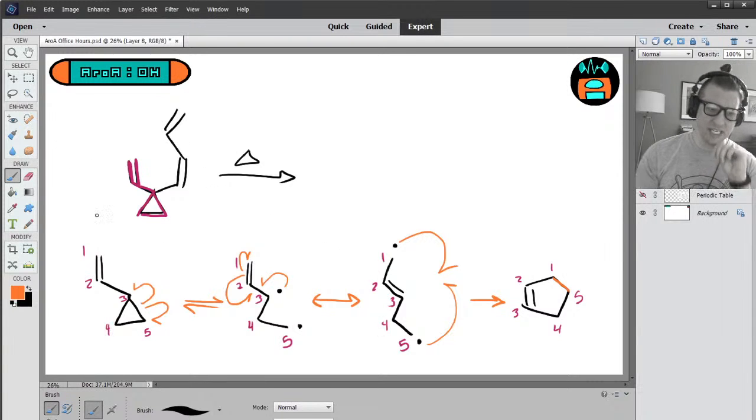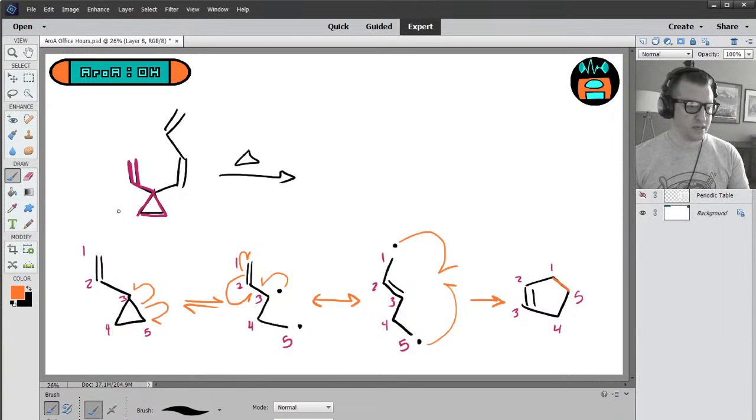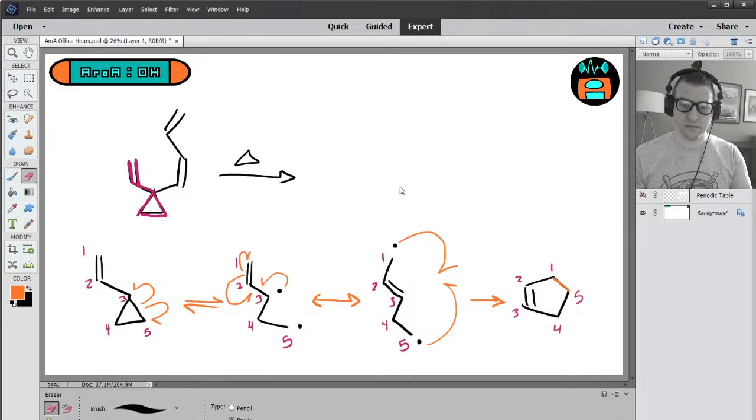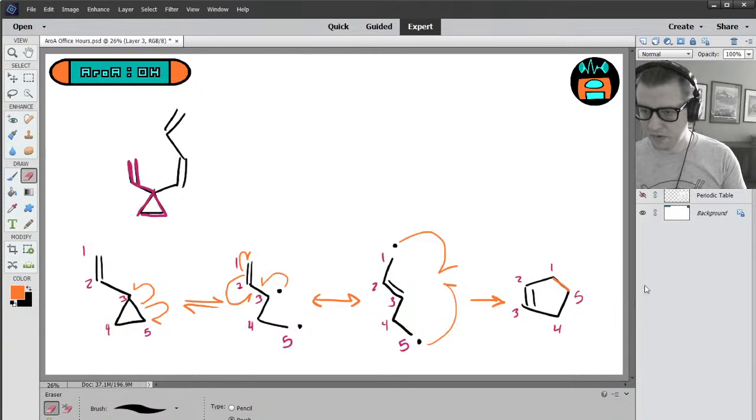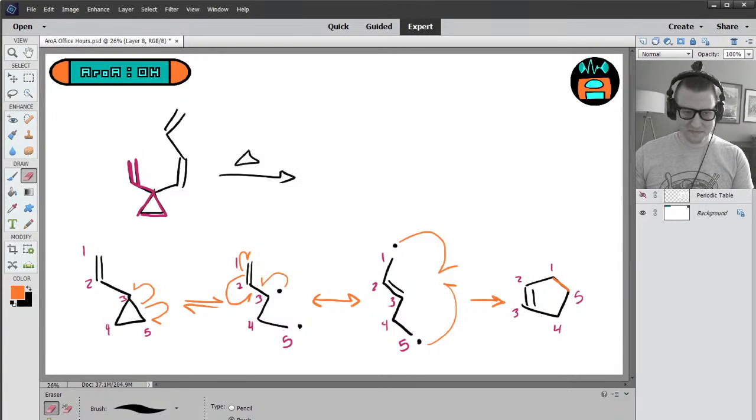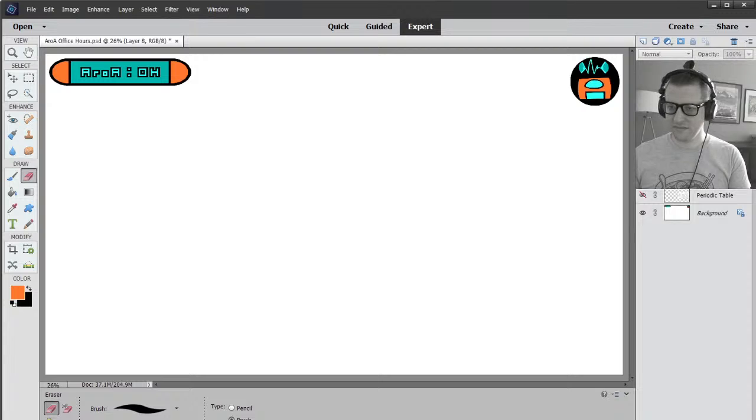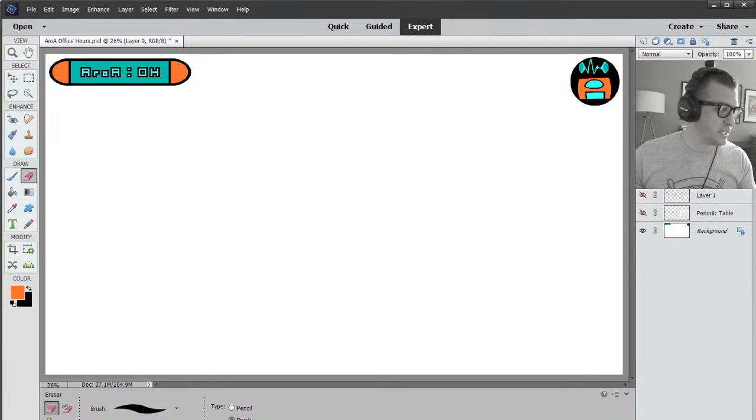So whenever I see a vinyl cyclopropane, like we have in this structure, I wonder if we're looking at a possible rearrangement, kind of in this style. If we were, that would open us up to all sorts of possibilities. Okay. All right, I'll move on to your next question. It's a weird one. It's super cool, but let's move on.